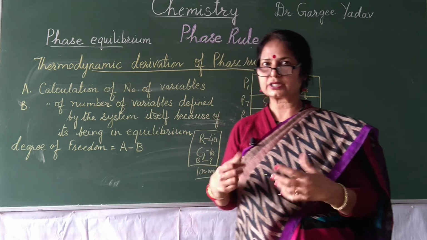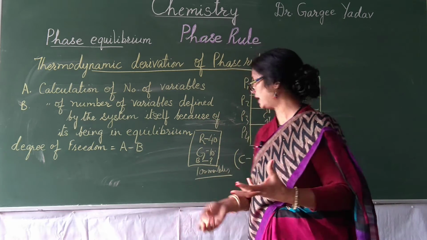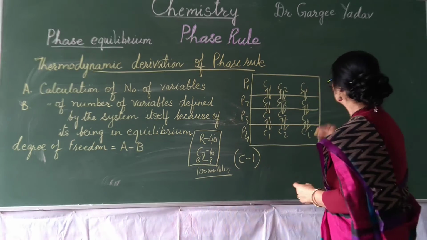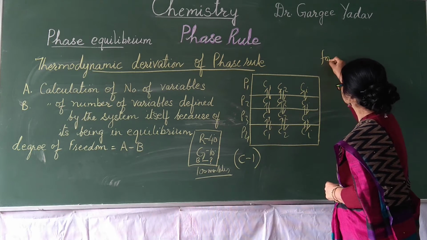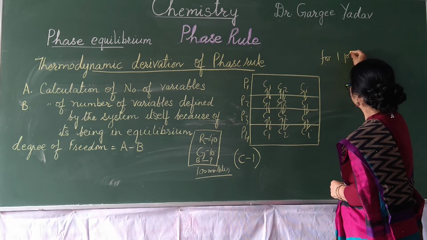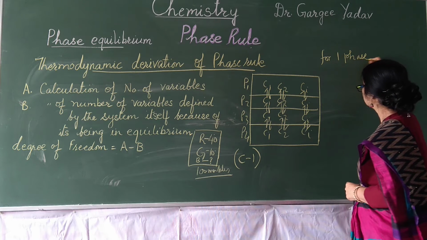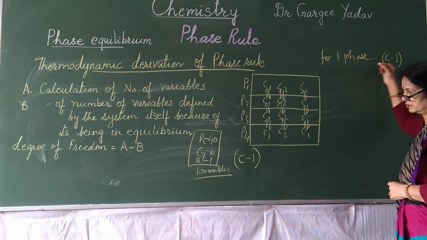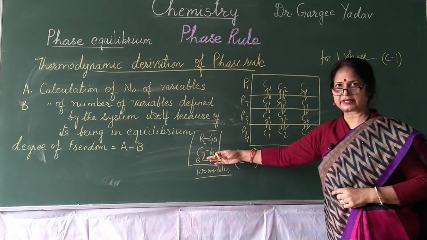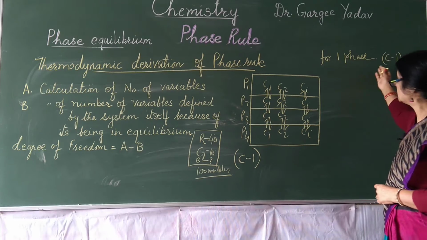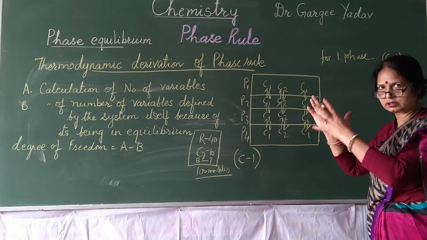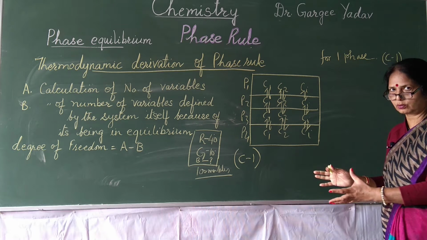So how many concentrations should be known to us? Actually, that should be C minus 1 for one phase. So for one phase, we should know how many concentration terms? C minus 1 concentration terms. You should have understood it by this example. We should know C minus 1 concentration terms in order to have all the information about the composition of the whole phase.